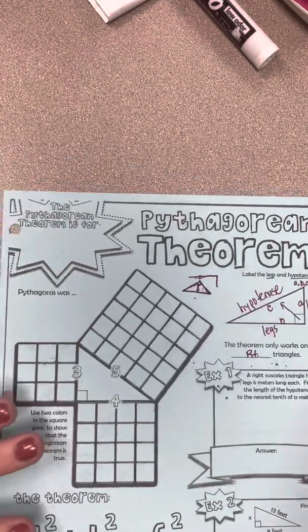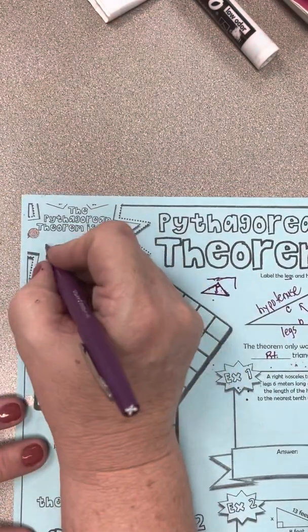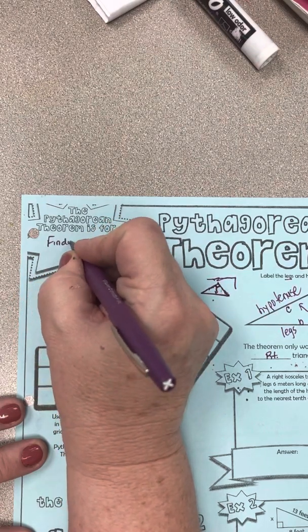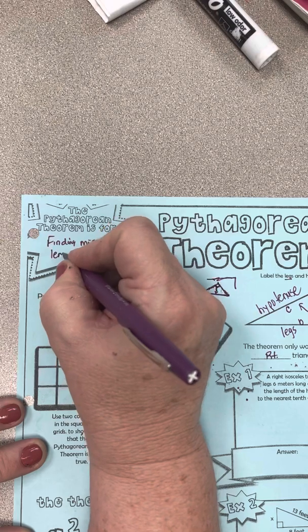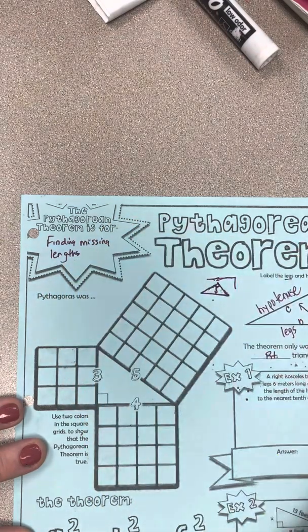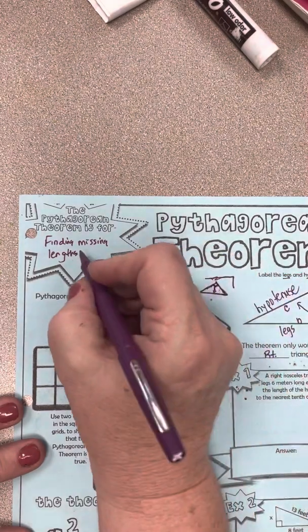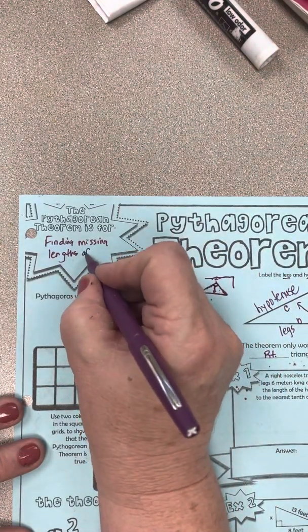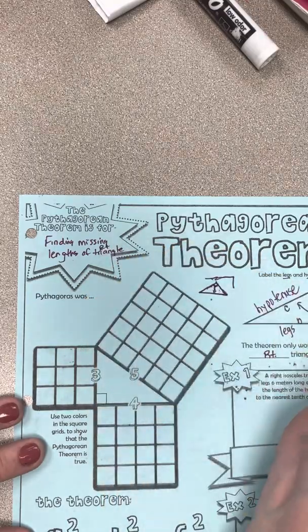All right, let's look up here. The Pythagorean theorem is for finding missing links. And we're going to see a little bit more about some of those ideas next week when we start doing word problems, some real world applications for missing links of triangles, of right triangles.